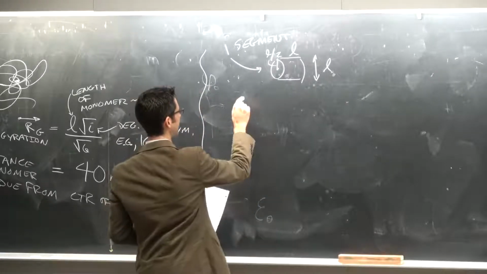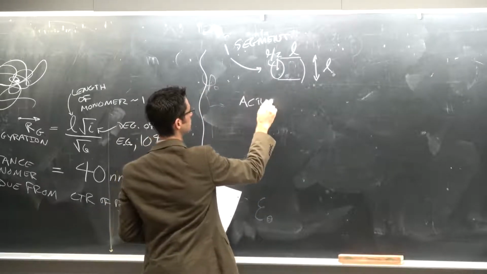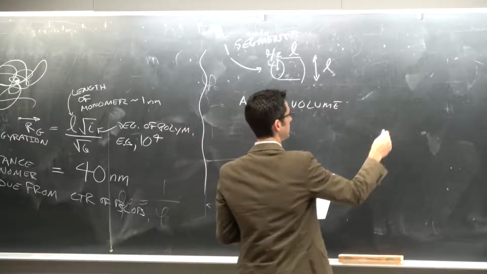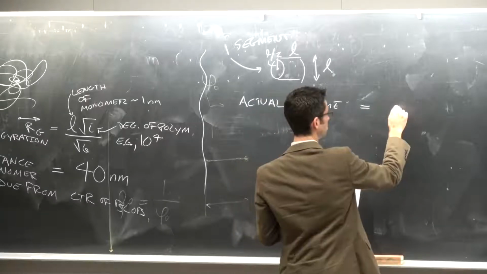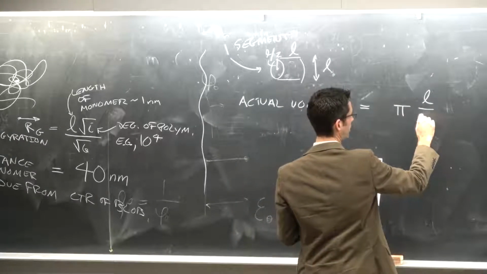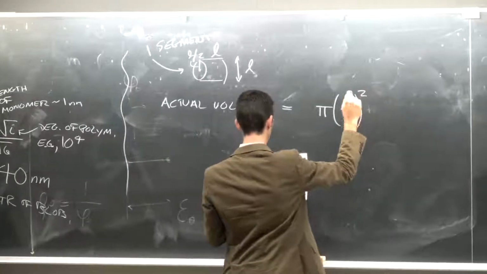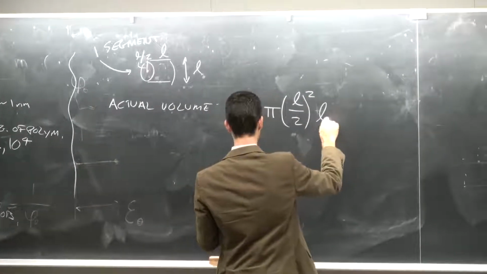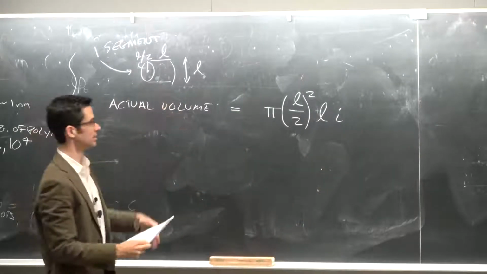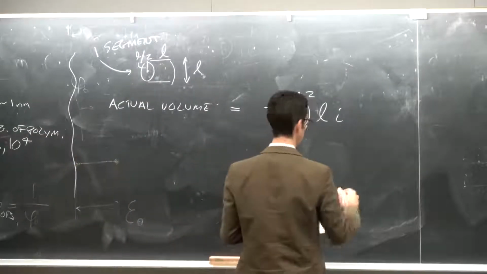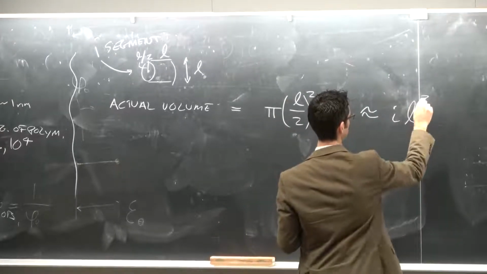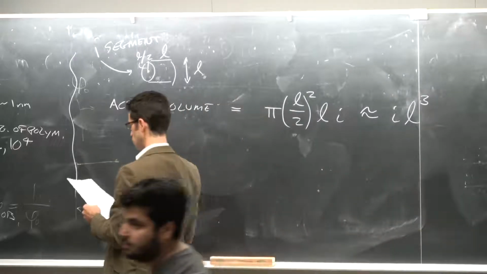And then we have the actual volume is equal to pi r squared, and r is L over 2, squared, times L times the number of these segments that you have, which is roughly I times L cubed.